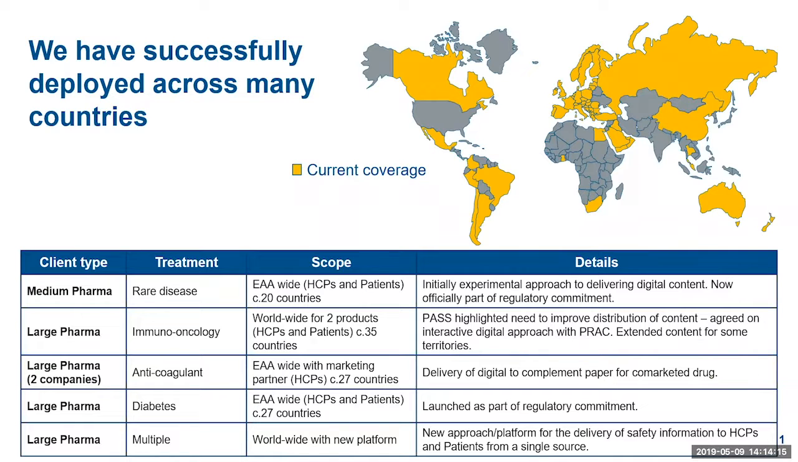So here we have a map of the world, and if you look at the countries that are colored in this sort of orangey yellow color, this is showing the current coverage of digital risk minimization tools that we have been providing our clients. As you can see, we are active practically in every continent in the world, starting from Asia and Pacific, Middle East, some parts of Africa, although that is quite new, Europe and South America and Canada.